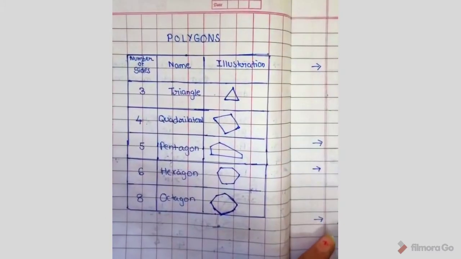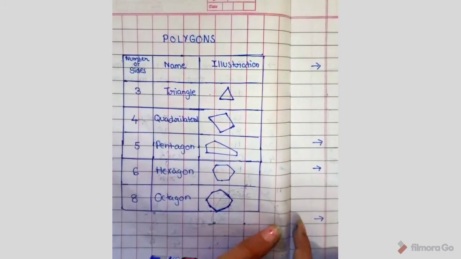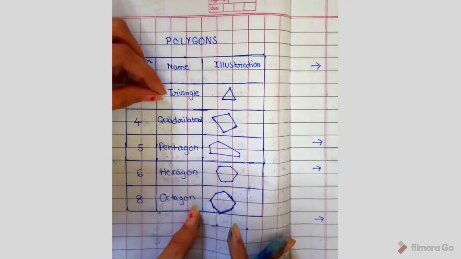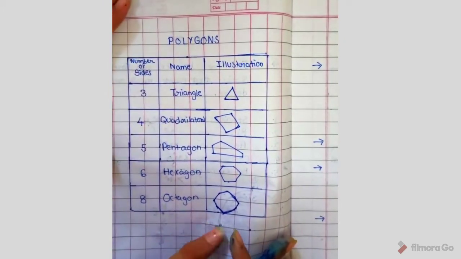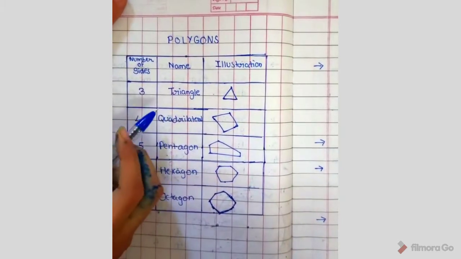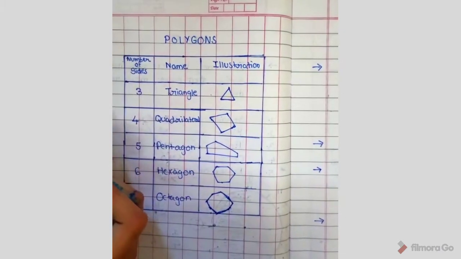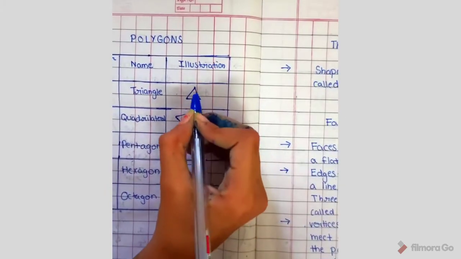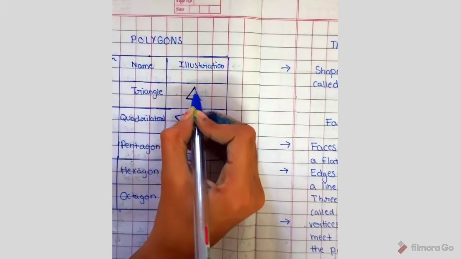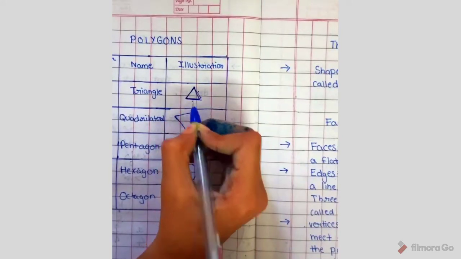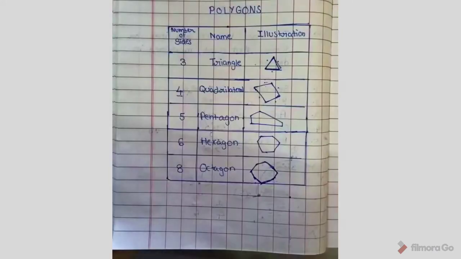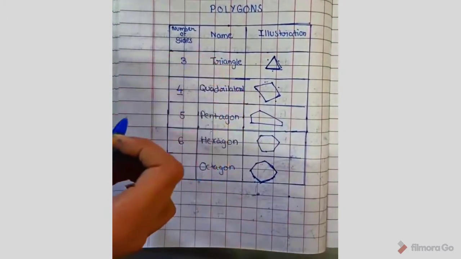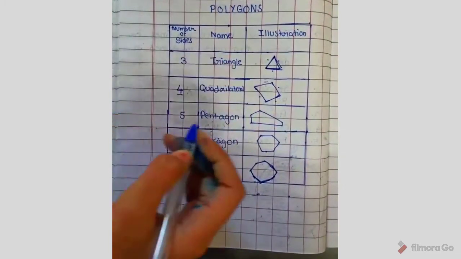Now we will discuss polygons. What are polygons? Polygons are shapes such as the triangle, quadrilateral, pentagon, hexagon, etc. Now the name is triangle. The number of sides it contains is 3, and the illustration is this shape. This is a triangle. The sides are 1, 2, and 3. Now we talk about quadrilaterals. A quadrilateral has 4 sides, and the illustration of a quadrilateral is here.